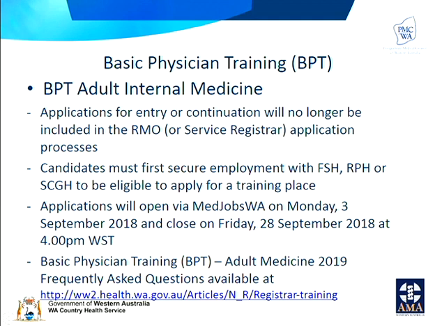So if you're interested in BPT, there are various places that you can go to for more information, and if you want to come and chat to us about it afterwards, we can certainly point you in the right direction. But for BPT in adult internal medicine, basically to be eligible to apply for that program, you have to first get a job with Fiona Stanley, Royal Perth or Sir Charles Gairdner Hospital, and then applications will be through MedJobs again, but it will be later on in the year, so after the resident medical officer offers have gone out.